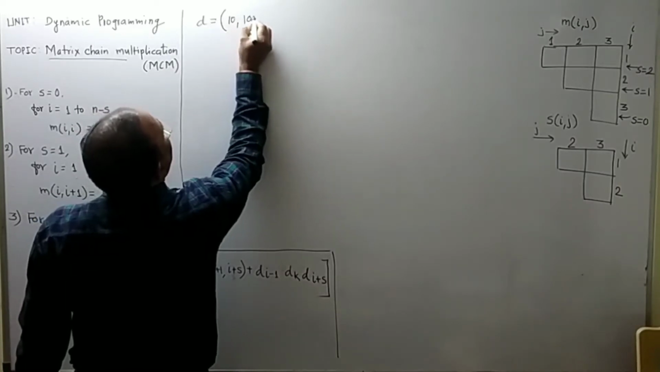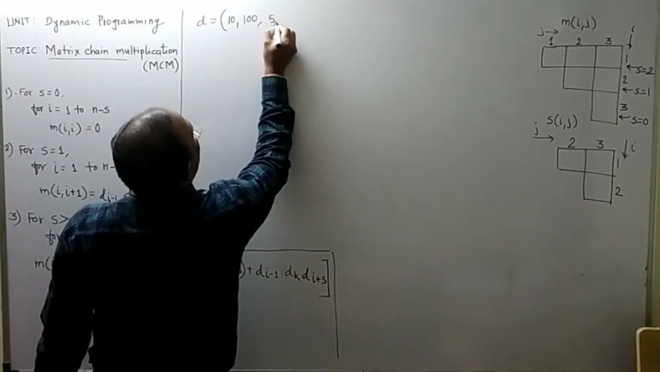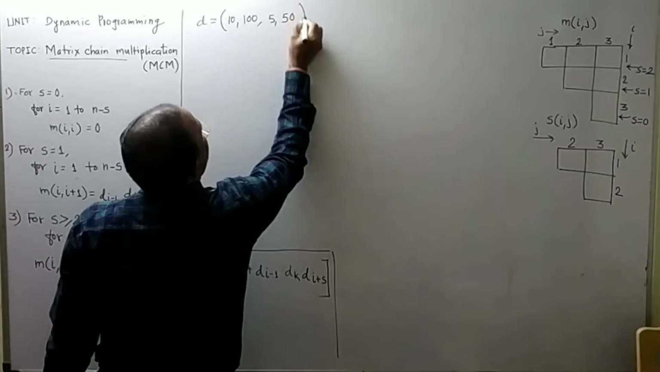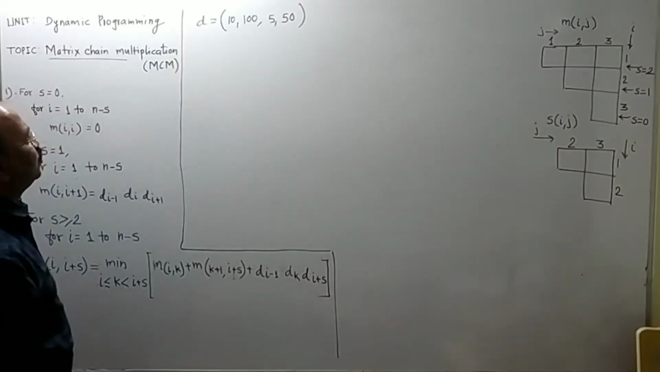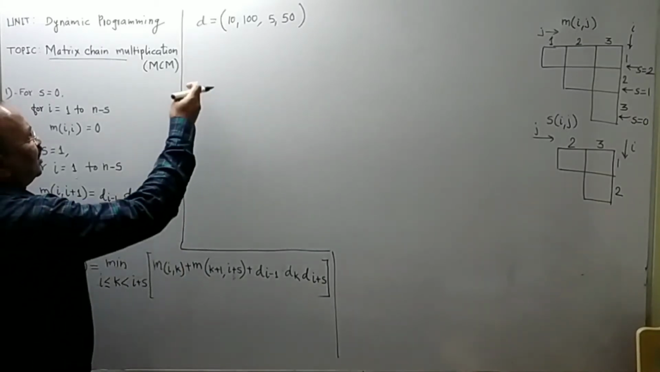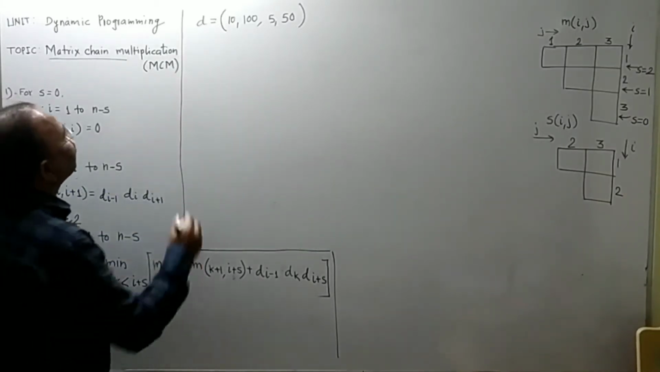10, 100, 5, 50. From the dimension vector you can find out the size of the matrices and how many matrices there will be.